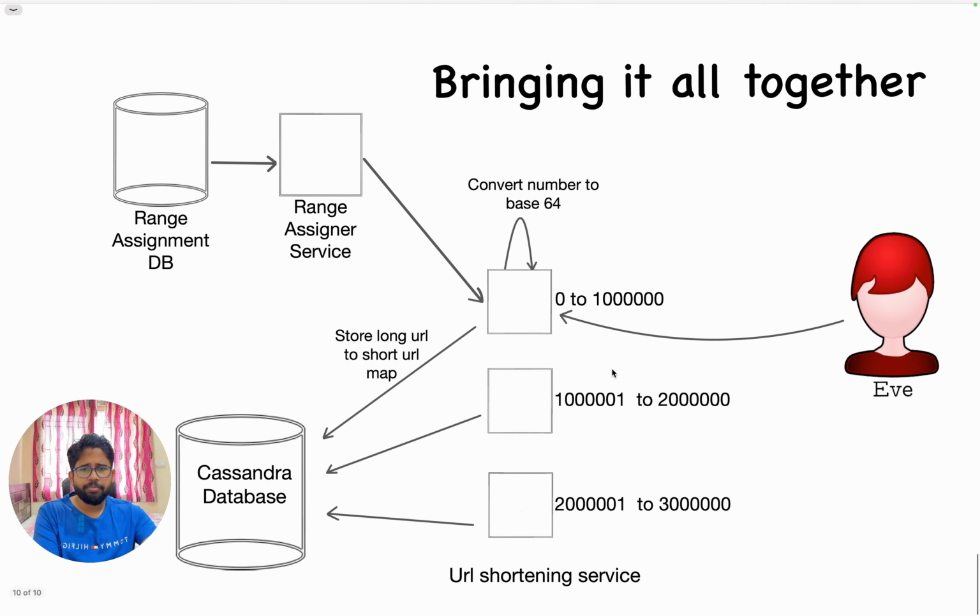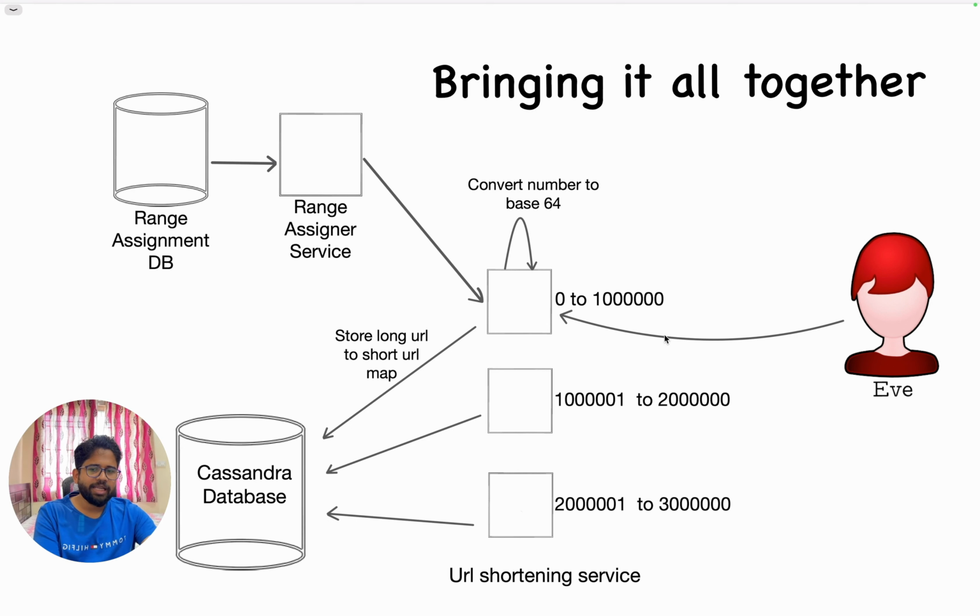Now, if I bring everything together, this is the overall system design of the URL shortener, of a highly scalable URL shortener. You will have a range assignment DB. This will be a very small database because the number of requests coming to this will be very low. Maybe in an hour, you would get requests in the orders of hundreds, not even hundreds. So whenever a server is launched, it will make a request to the assigner service, where you can have whatever logic you want and give the range from 0 to 1 million, 1 to 2 million, etc. Whichever range is free in the database, you give them that.